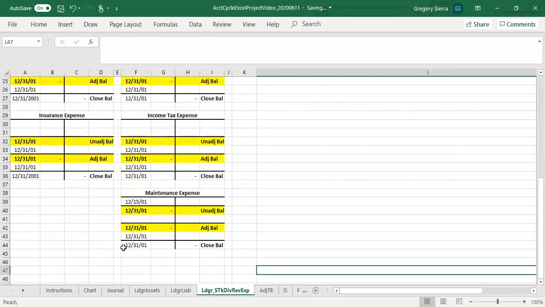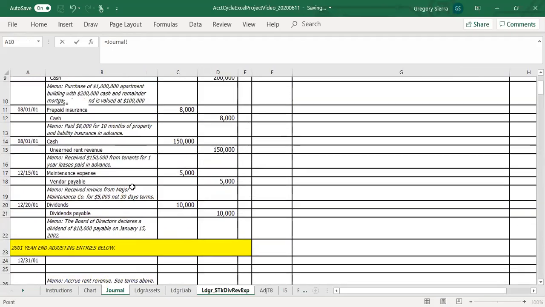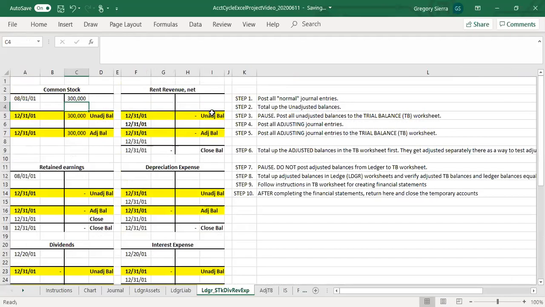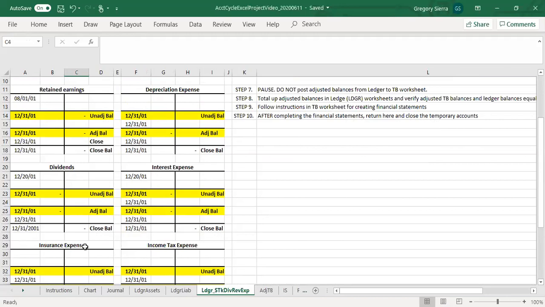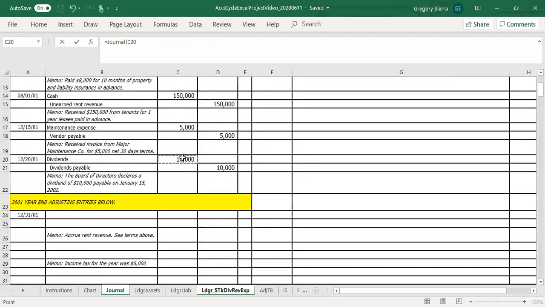And finally, what do we have? Common stock. We issued the first thing, 300,000. This is a normal credit balance. Retained earnings, we got nothing. We haven't had a year of income yet. Dividends right here, 10,000.